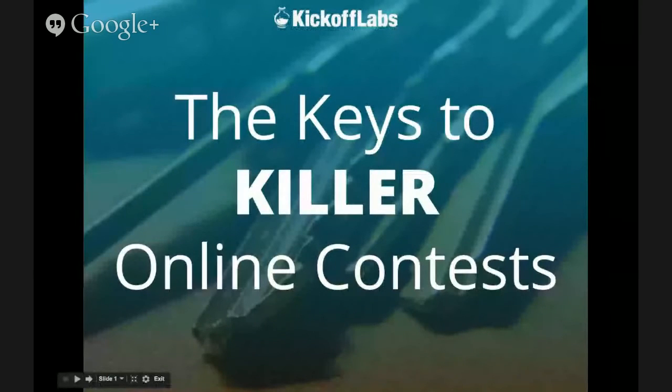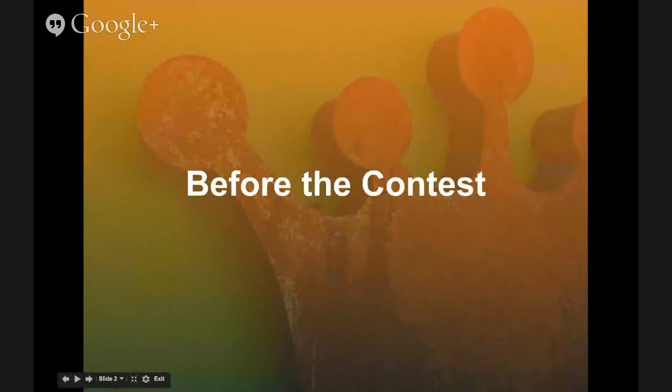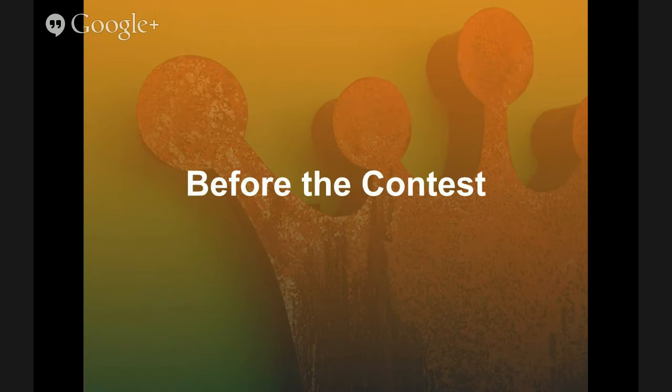There we go. All right, the keys to killer online contests. The bulk of the content you'll see, there's 3 sections of this presentation: before the contest, during the contest, and after the contest. And then Izzy can demo some of the new themes we've created. The bulk of the work, just like with anything, should go into the planning of the contest: getting the audience right, getting the prizes right, getting your engagement method right, and figuring out how you're going to advertise the contest.